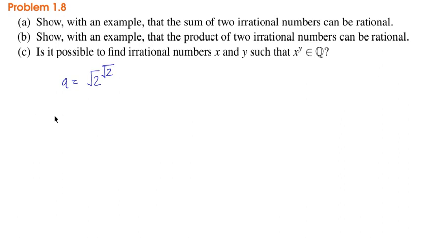Now if we exponentiate this number to the square root of 2, we have the square root of 2 to the square root of 2, to the square root of 2, and because of the rules of exponentiation, these two exponents will be multiplied by each other, so we have the square root of 2 squared, which is just 2, a rational number.